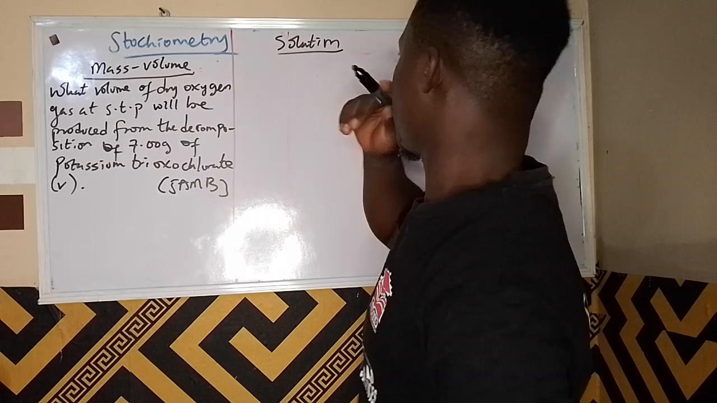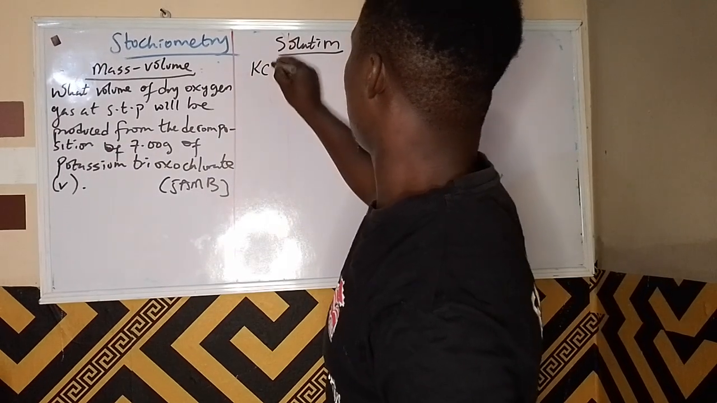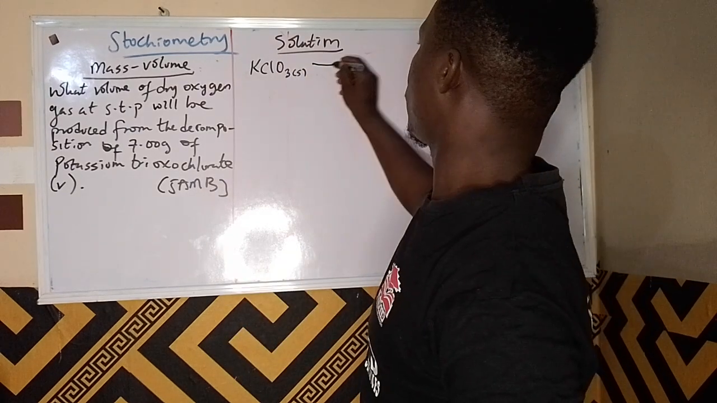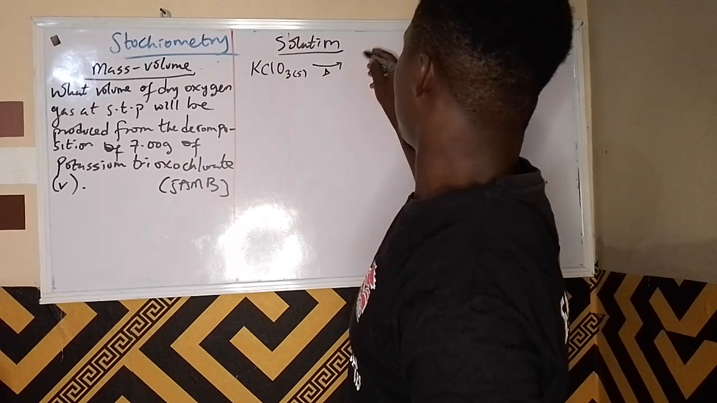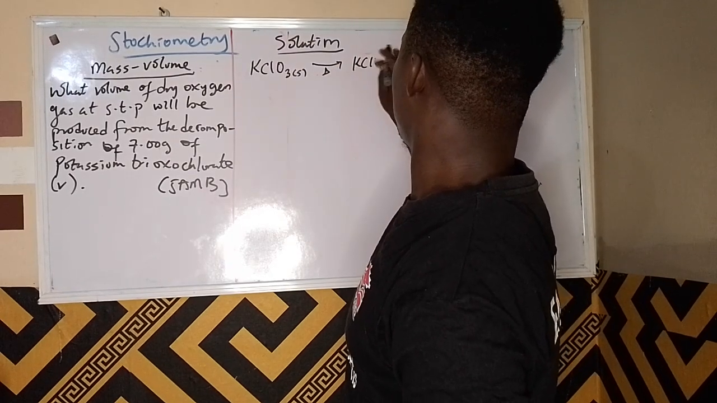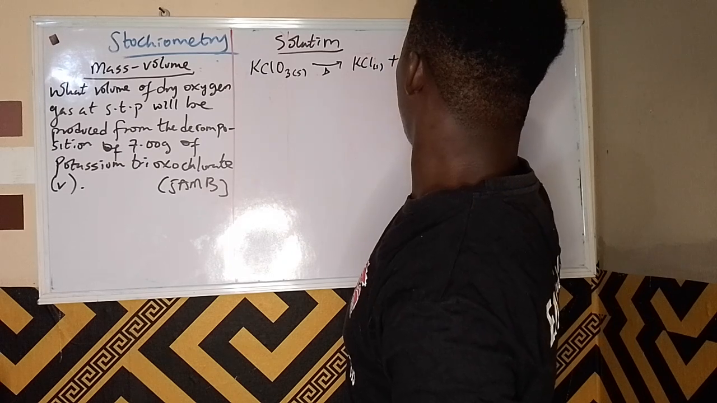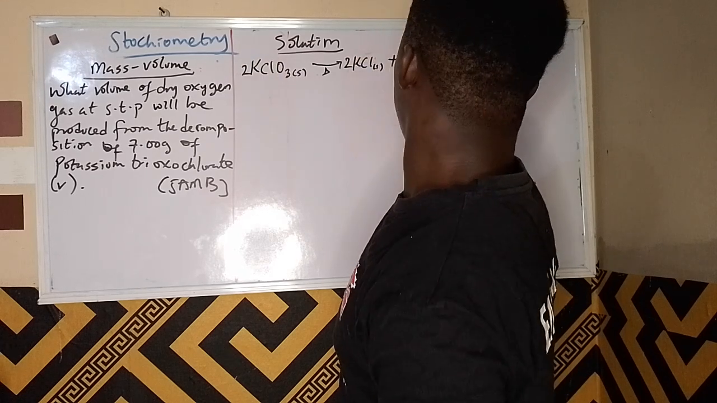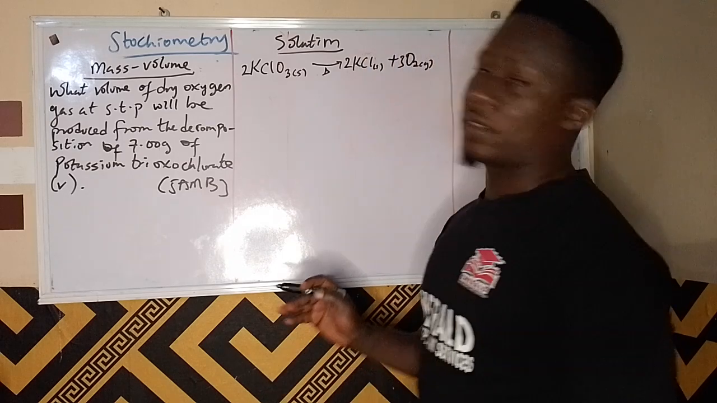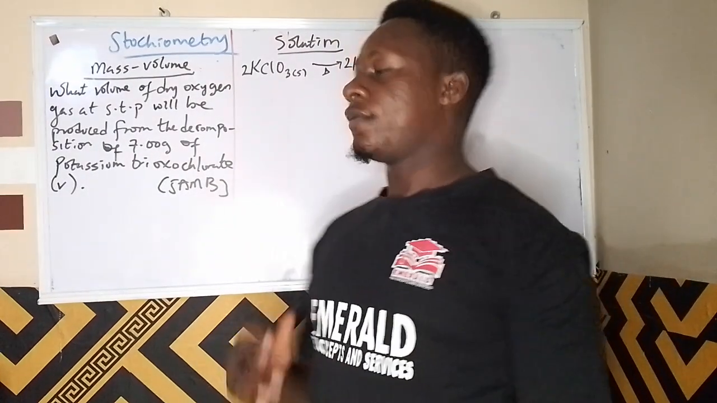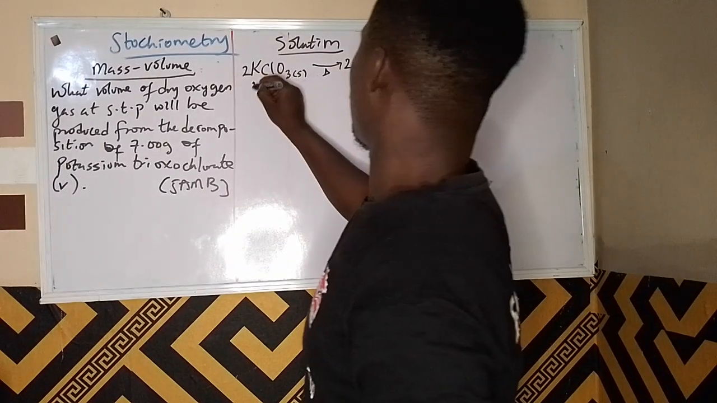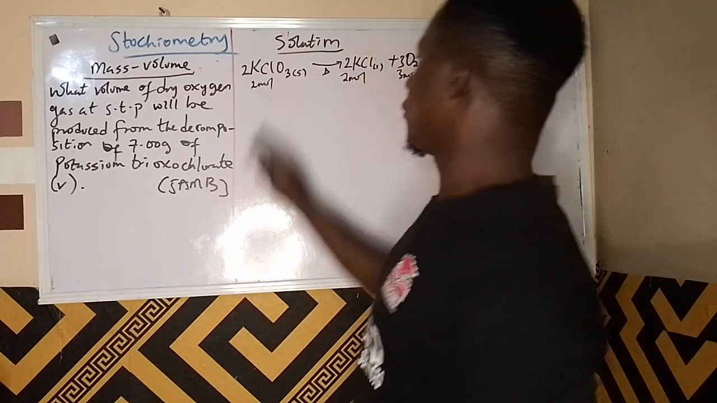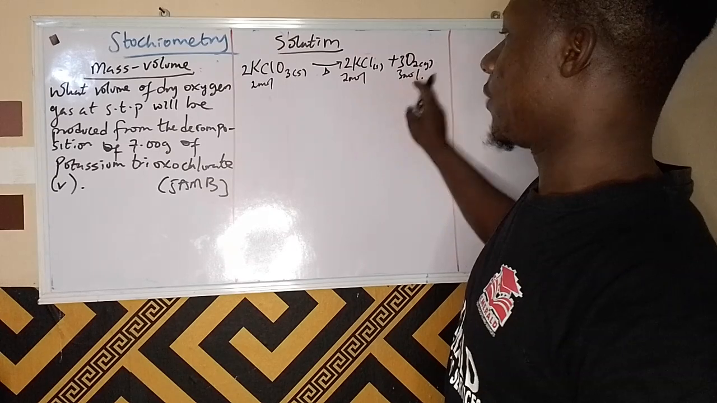Now, this is what you do. You start with the equation. You have KClO3, potassium chlorate, which undergoes decomposition and gives KCl solid plus O2 gas. Then you balance it with 2, 2 and 3. So this is the equation, like we said in the last video. The equation comes first, and of course you have 2 mole of KClO3, 2 mole of KCl, and 3 mole of oxygen.